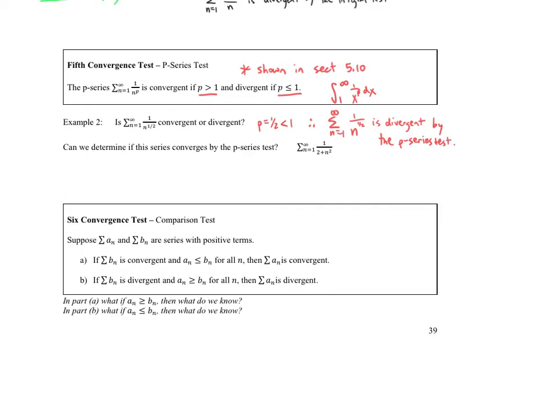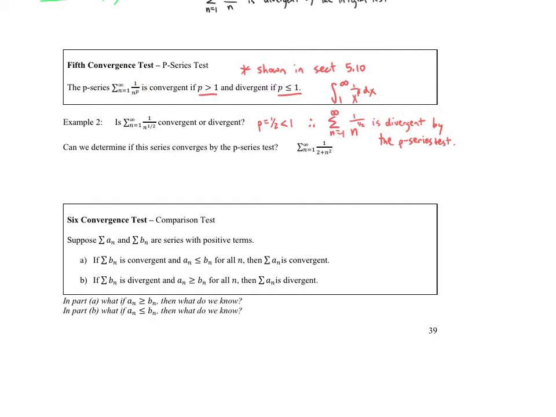Now, what if we were to tweak this a little bit? What if we were to simply just say 2 plus n squared? Can we determine if that series is convergent by the pSeries test? And the answer is no. The 2 is enough to mess things up. And so it may follow the same principles as the pSeries, but we can't use the pSeries test because it doesn't fit the exact formation of the pSeries test. We need an additional test.